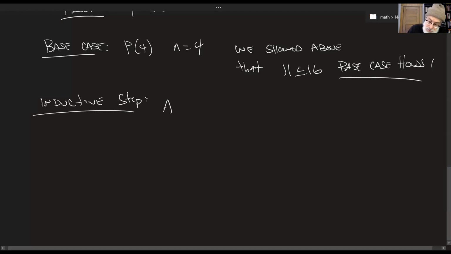So the induction hypothesis is that we're going to assume true that for some value k greater than or equal to 4, that 2k plus 3 is less than or equal to 2 raised to k. Again, this is for integers greater than or equal to 4. This is the induction hypothesis.